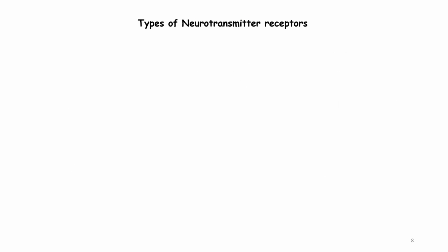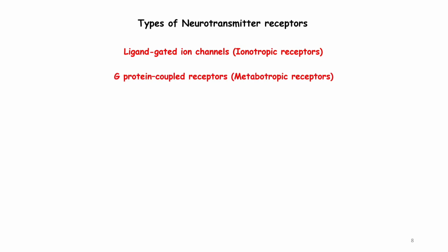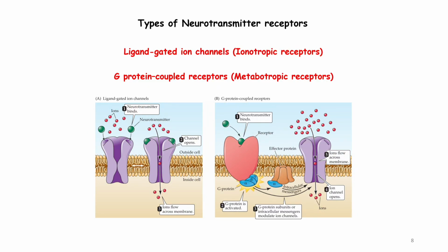Now let's talk about types of neurotransmitter receptors. There are two broad categories of neurotransmitter receptors. One is ligand-gated ion channels, also called ionotropic receptors, and the other is G-protein coupled receptors or metabotropic receptors. As we can see, in case of ligand-gated ion channels, the ligand is the neurotransmitter. So when the neurotransmitter binds, this channel opens, and through this, ions flow across the membrane.